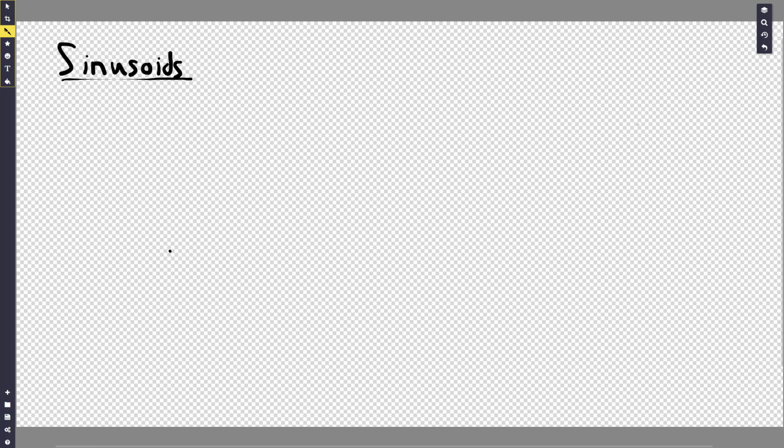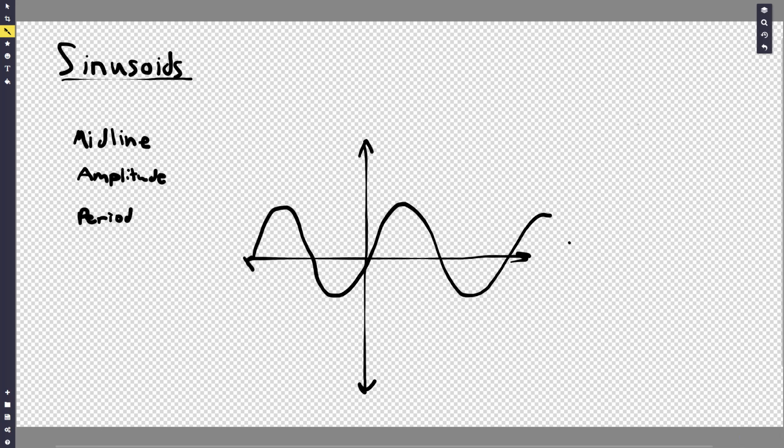Okay, so now let's talk about the properties of sinusoidal graphs. There's three main ones. We're going to have the midline, the amplitude, and the period. So, what do these each mean? Well, let me just draw a sinusoid for you guys. Okay, something like that.